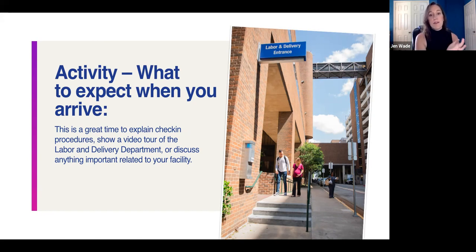So walk them through where they are going to park, what it's going to be like when they arrive, and whether there are certain entrances that they can only go to if they show up at 2 a.m. And then maybe a map: how do they get to labor and delivery from that entrance? What are the common procedures that are going to happen? So when they arrive, what can they expect to happen? So really make this, again, personalized.